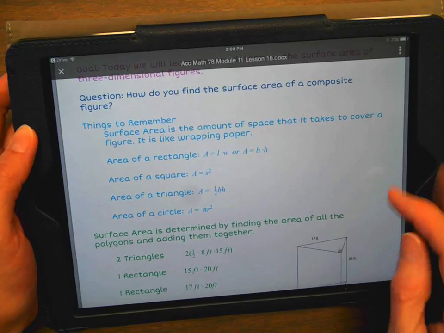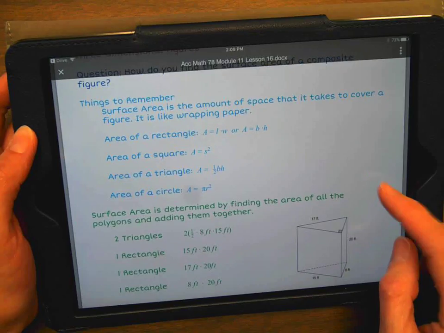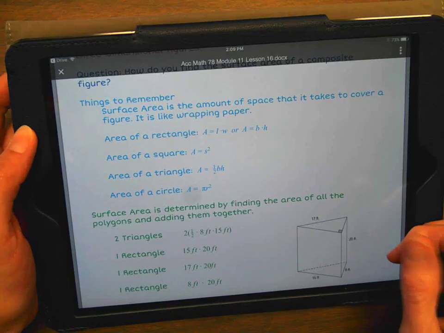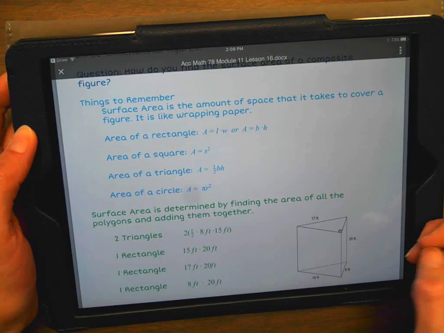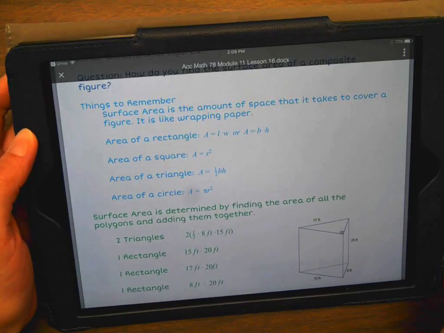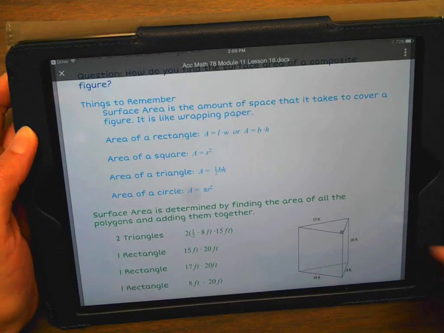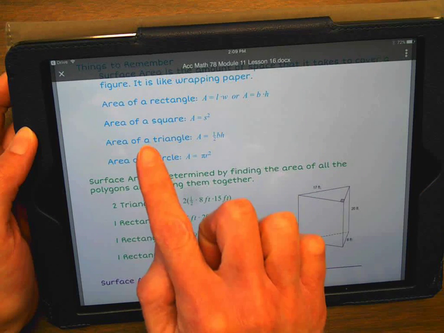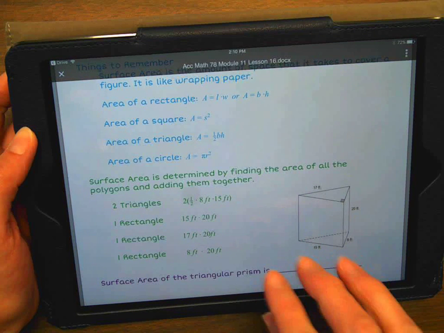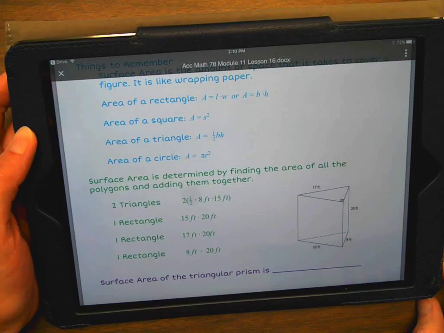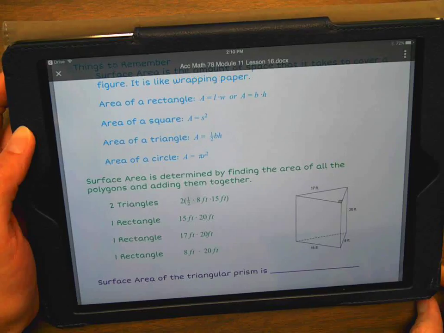Okay? So area of a rectangle, just again as a reminder, area equals length times width, or area equals base times height. Those are exactly the same, just different terms. Area of a square, area equals s squared, which also means area equals side times side. Area of a triangle, area equals half the base times the height. And then area of a circle is area equals pi times radius squared. So the reason why we are keeping those there is because you're going to need them to practice and find the surface area for a figure down here.